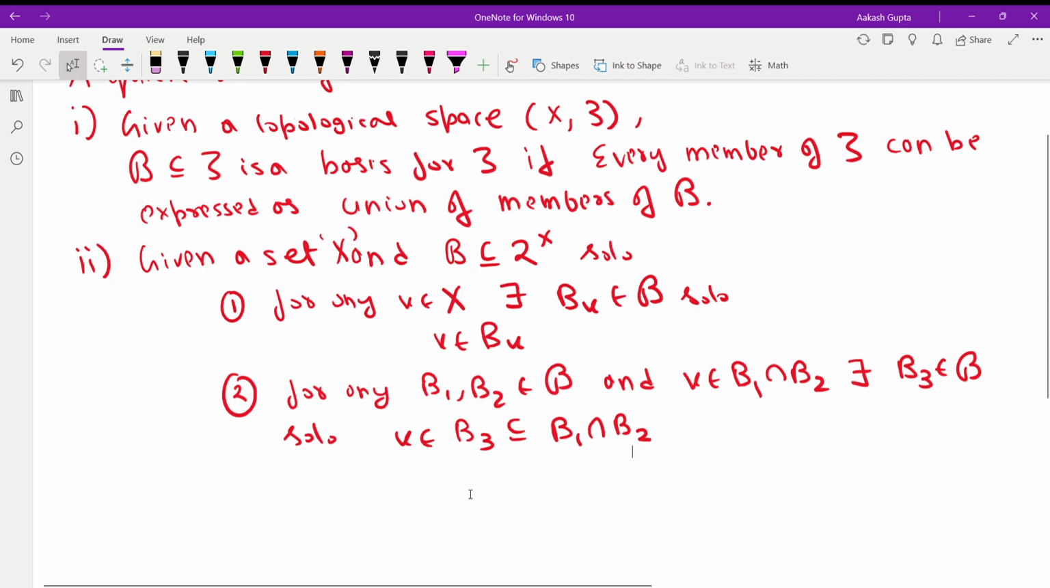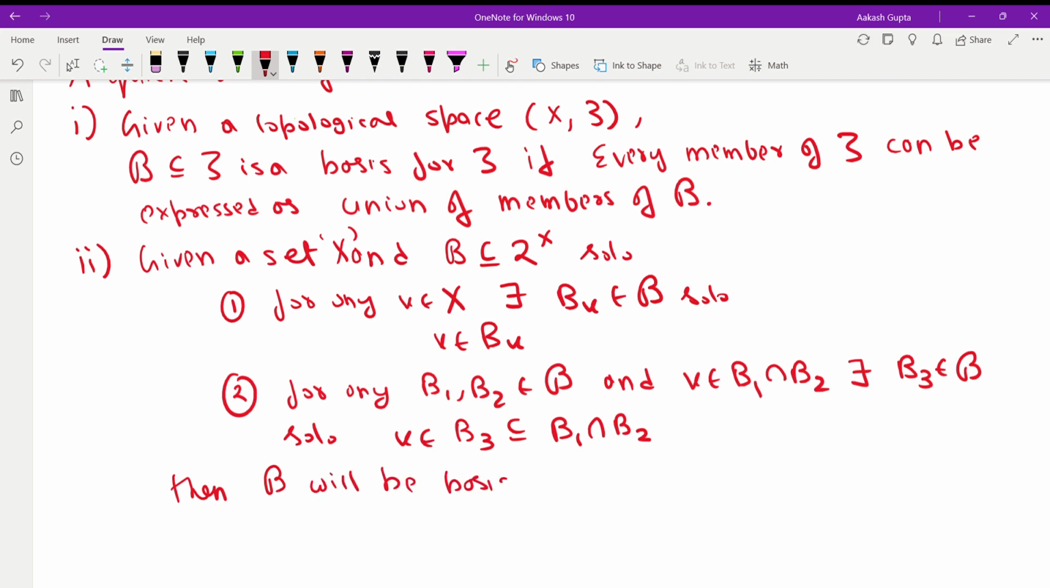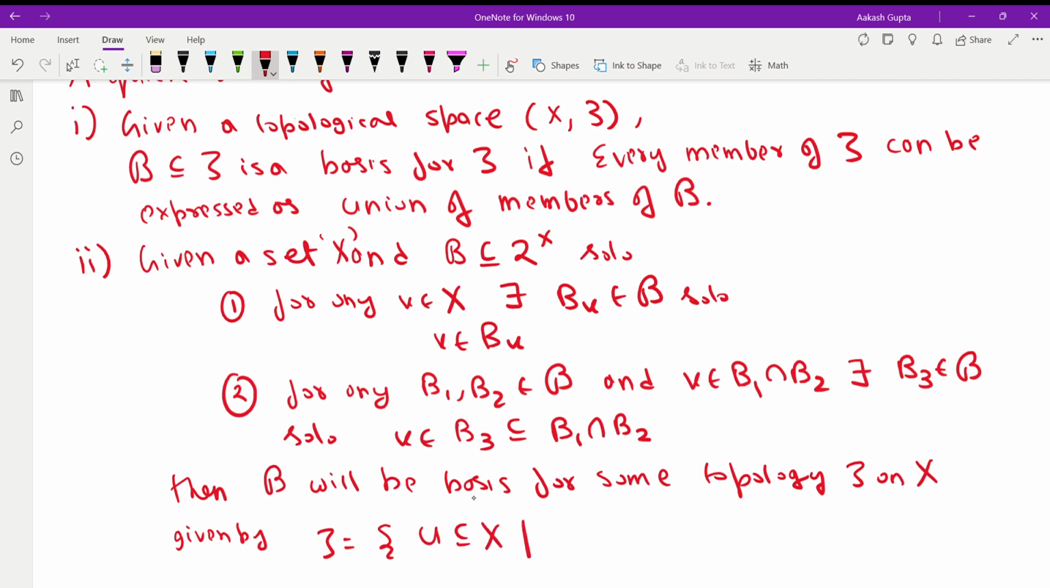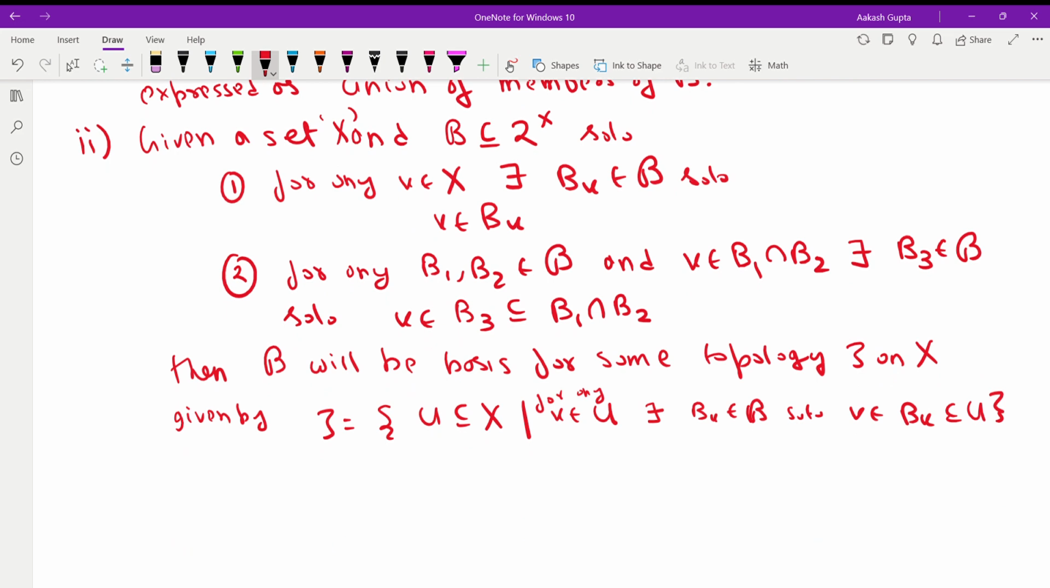And what was our claim? The claim was that script B will be a basis for some topology, say tau, on X. How did we describe this topology? It consists of all subsets U of X such that for any x in U, there is a member B_x of script B such that x belongs to B_x, which is contained in U. So the collection of all such sets will form a topology, right?